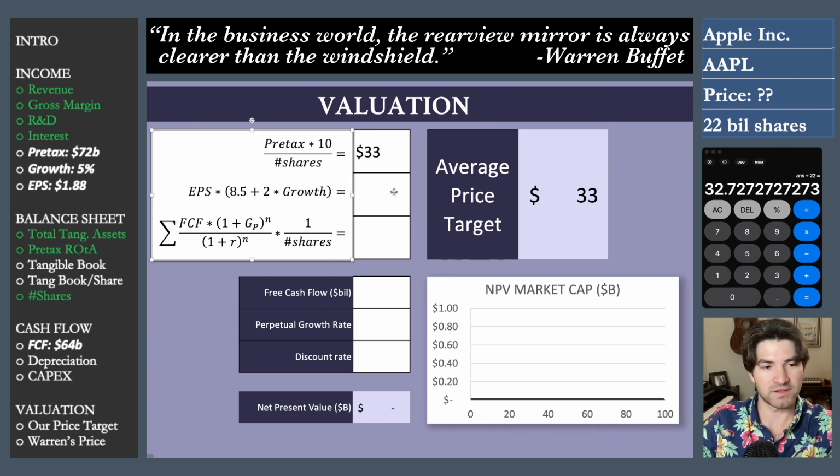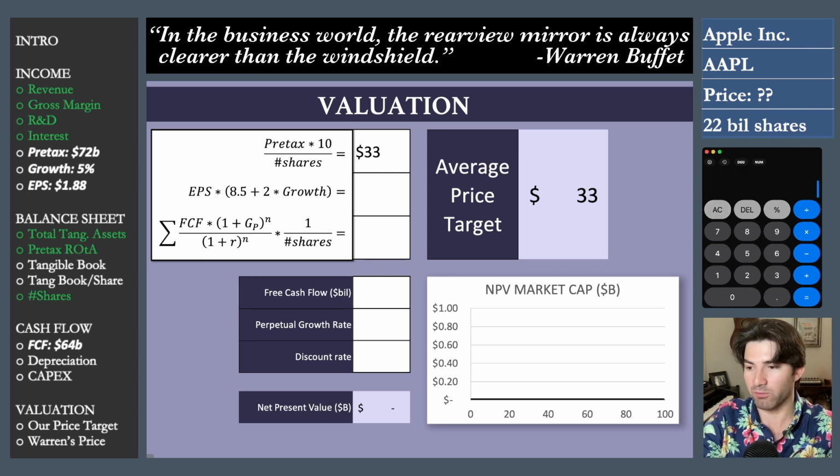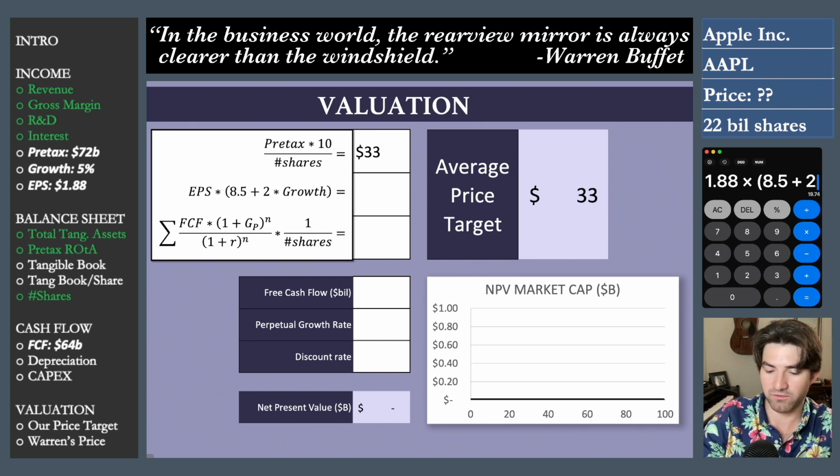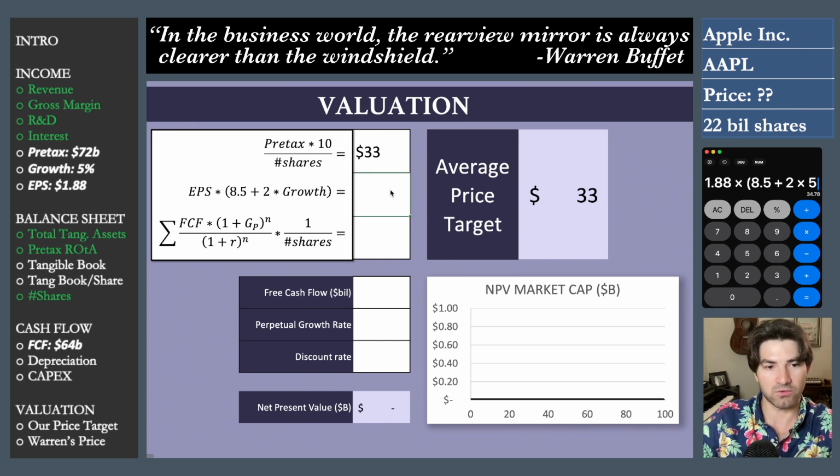Okay, so let's do this one. I just put this formula on there because this formula came from the Intelligent Investor book. It's a Ben Graham formula. I don't really use it in my own investment, but I like having a formula. Okay, so let's see. Earnings per share, 188 times 8.5 plus 2 times our growth rate, which was what, 5%. All right, and we get $35 a share. That's funny how that works out like that, huh?